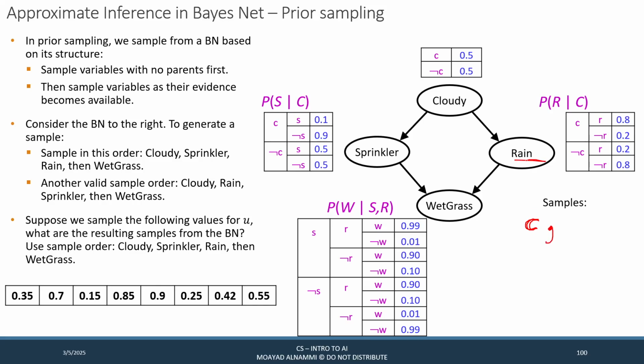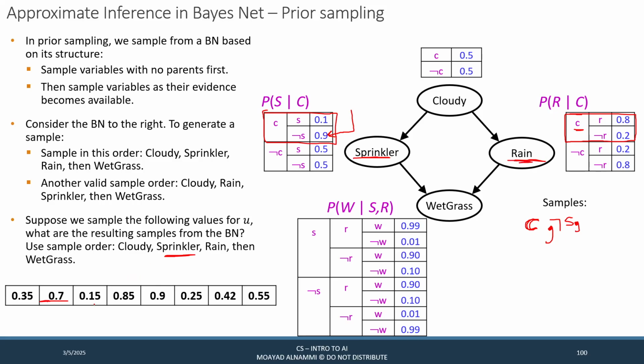And then for rain, I've already sampled C equals true, so I'm operating in this bracket here, right? And when I operate in this bracket, the order I'm going to use is sample sprinkler first. So I'm operating in this bracket when C equals true, and then I get a 0.7. And if you look at 0.7, it falls in this range here, and so I'm going to sample not S.